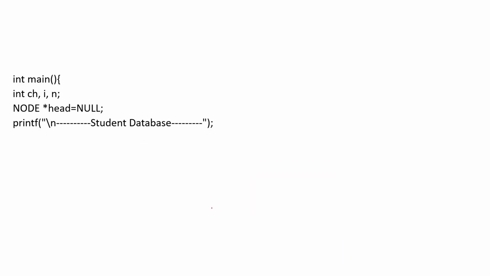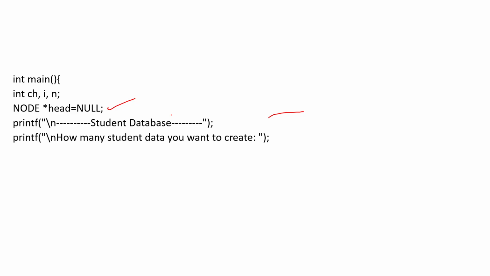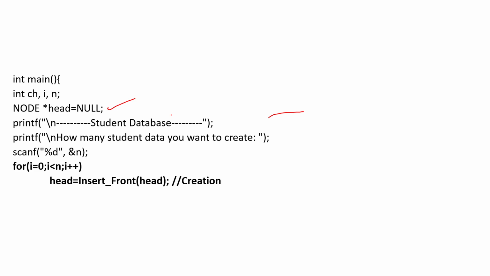Coming to the main part. Initially, you declare some variables that are required. One very important is the head node, initially set to null value. It is a student database. Initially, you ask how many students to create. Let n equal to that number of students. You repeat it, i equal to 0, i less than n, i plus plus. In the question, it is said that you have to use insertion at front method for creation. Just call the function, that's it.